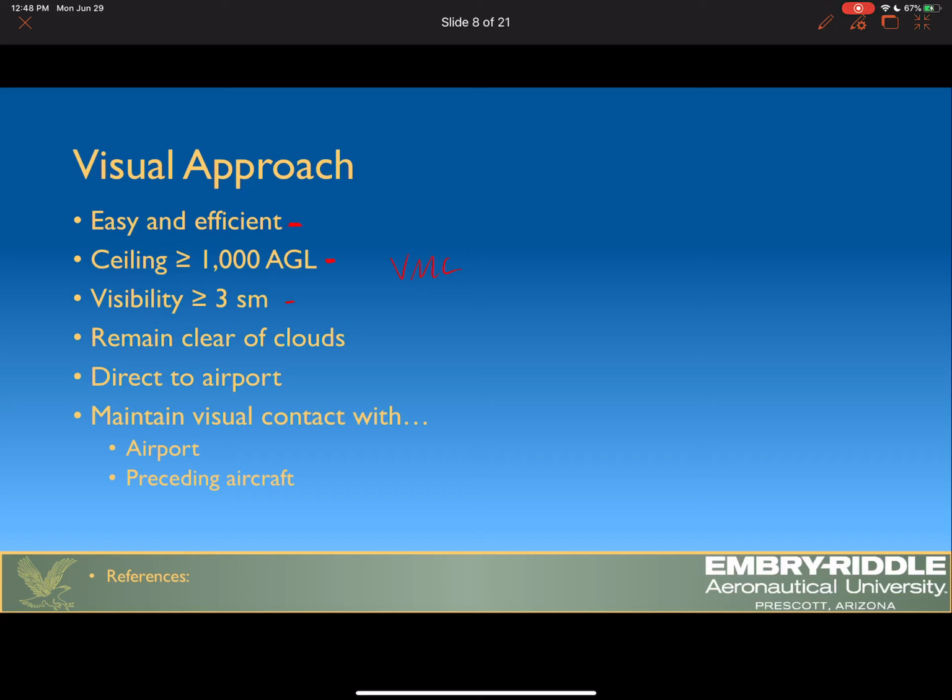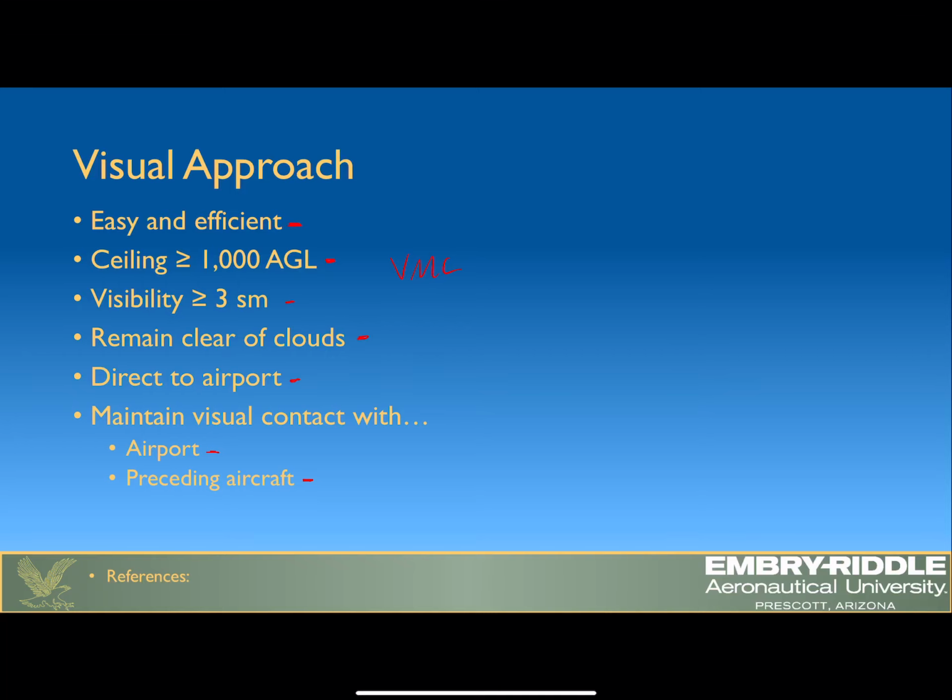So you would request a visual approach. That means you essentially leave the IFR flight rules and then you just fly into the airport like you would a VFR pilot. You have to remain clear of clouds, you have to fly direct to the airport, and you have to maintain visual contact with the airport at all times and any preceding aircraft. So it's pretty straightforward, and this is what you want. If you're on an IFR flight plan and you get to an airport and the weather allows it, you should request a visual approach because it's the easiest.